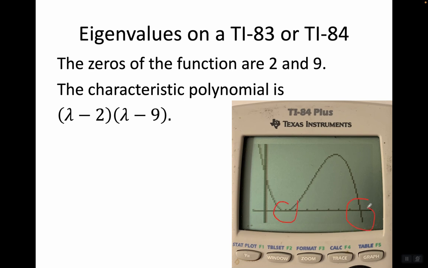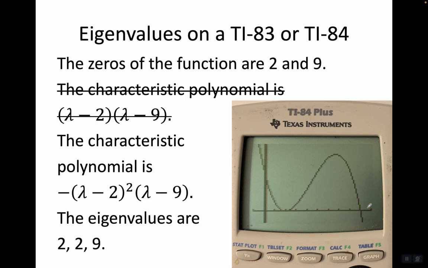So the characteristic polynomial must be lambda minus 2 times lambda minus 9, because those are the zeros of the determinant. Just kidding. That's not the characteristic polynomial. The characteristic polynomial turns out to be negative lambda minus 2 squared times lambda minus 9. And how on earth can you look at this graph and see that those are going to be the eigenvalues, or that that's going to be the characteristic polynomial?